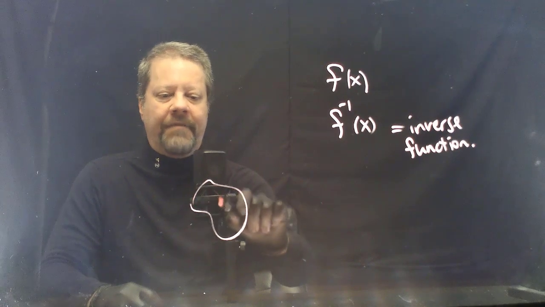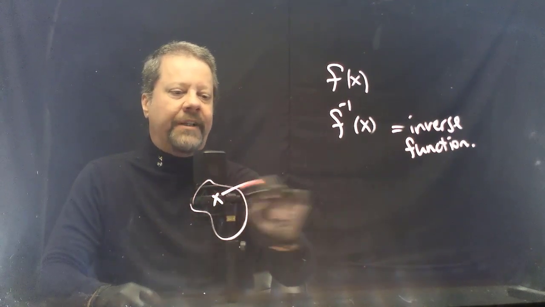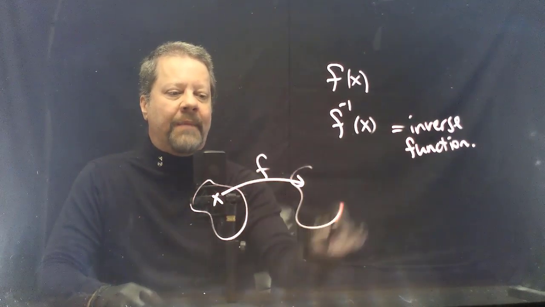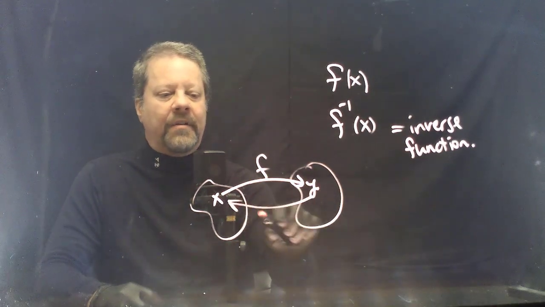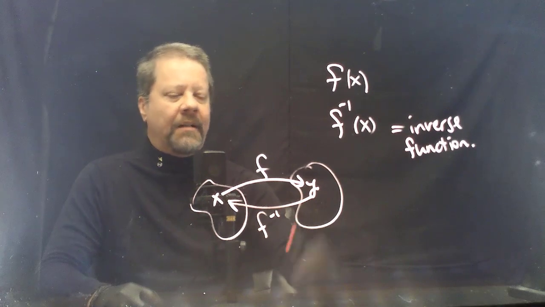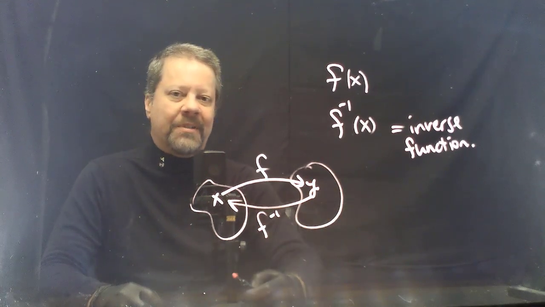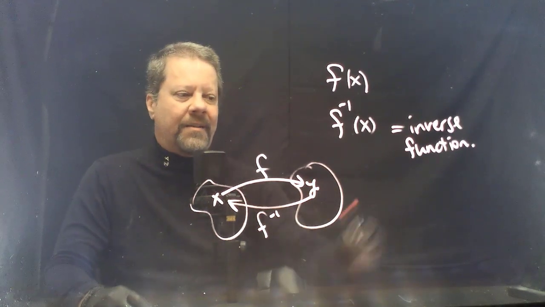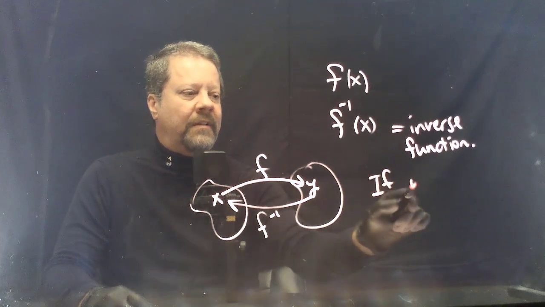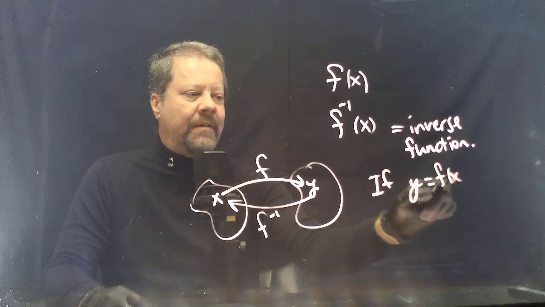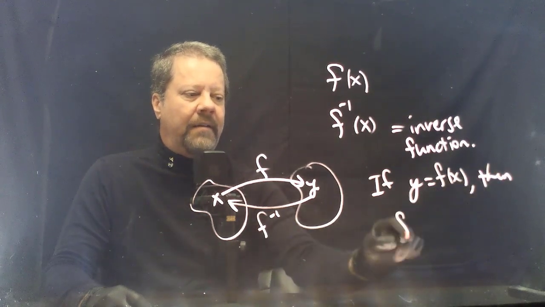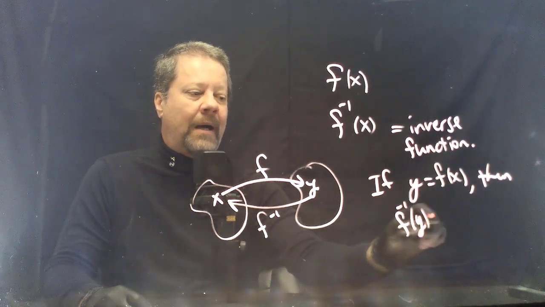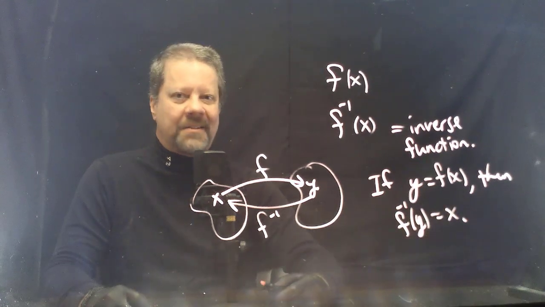As a picture, if this is the domain and you have some x over here, the function maps that x over to some y. The inverse does the opposite. It maps that y and it outputs an x. Also, if y equals f of x, then f inverse of y equals x.